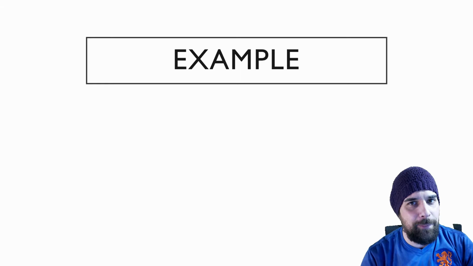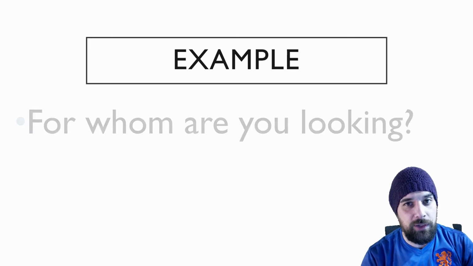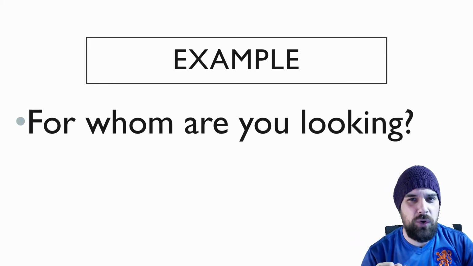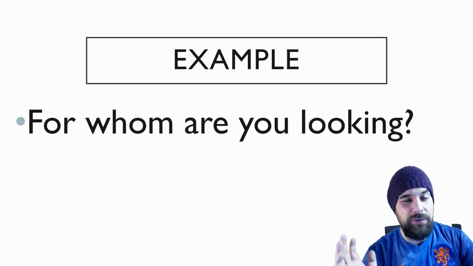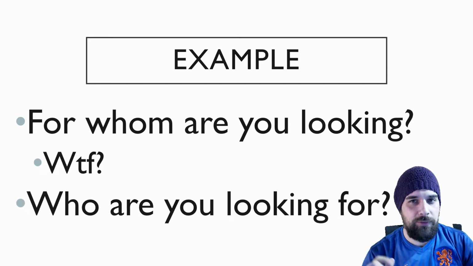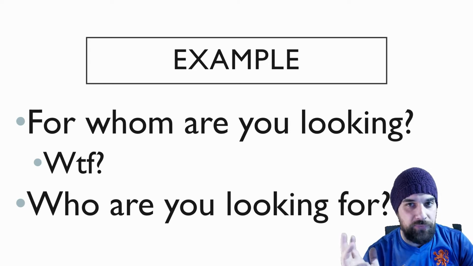Let me give you an example. If someone asked you the question, "For whom are you looking?" you'd look at them like they were a freaking alien. Like, who speaks like this? Just don't talk like this, okay? The question is, who are you looking for? The reason that one sounds better than the other is one is using an academic register and the other one is using a casual register. I'll let you figure out which one is which.